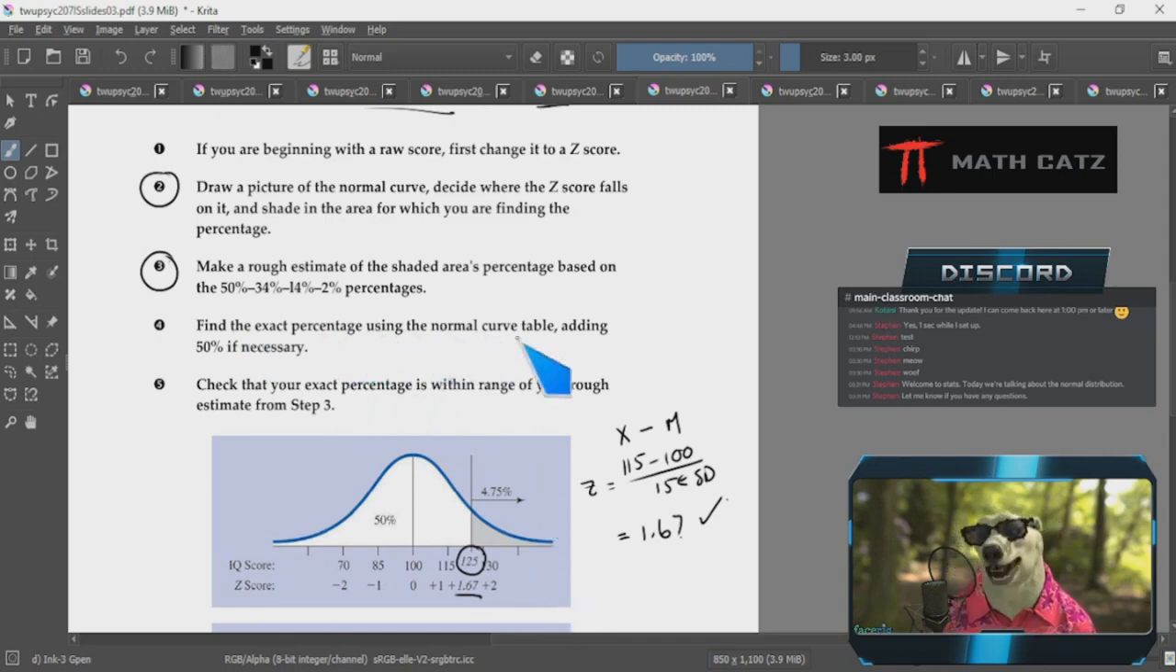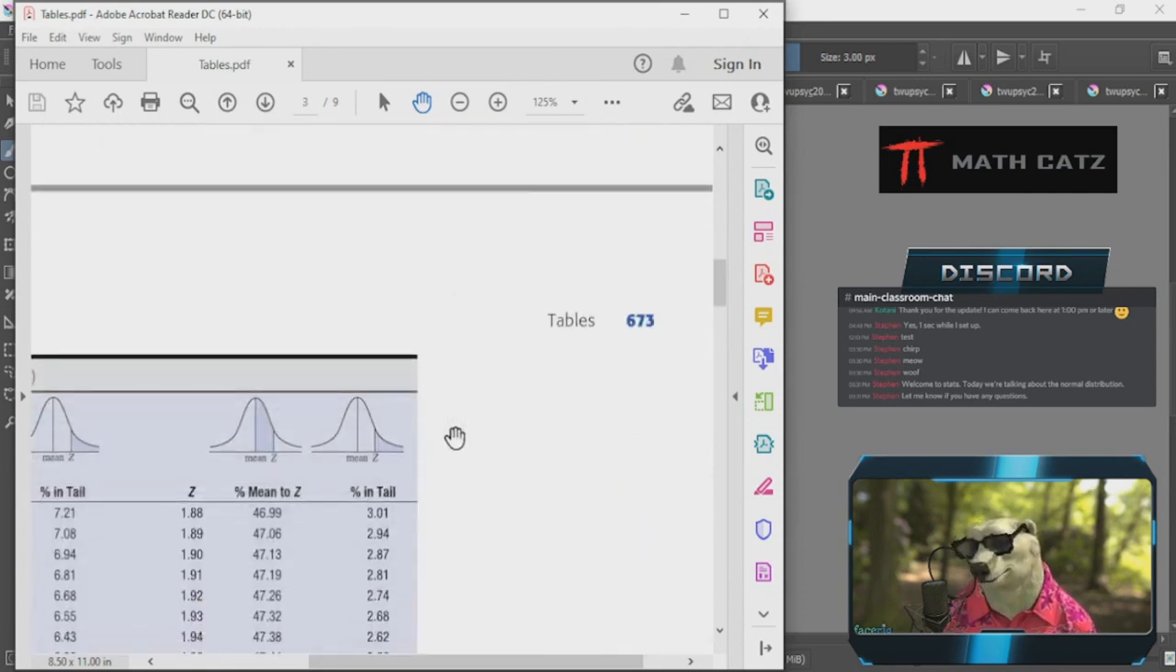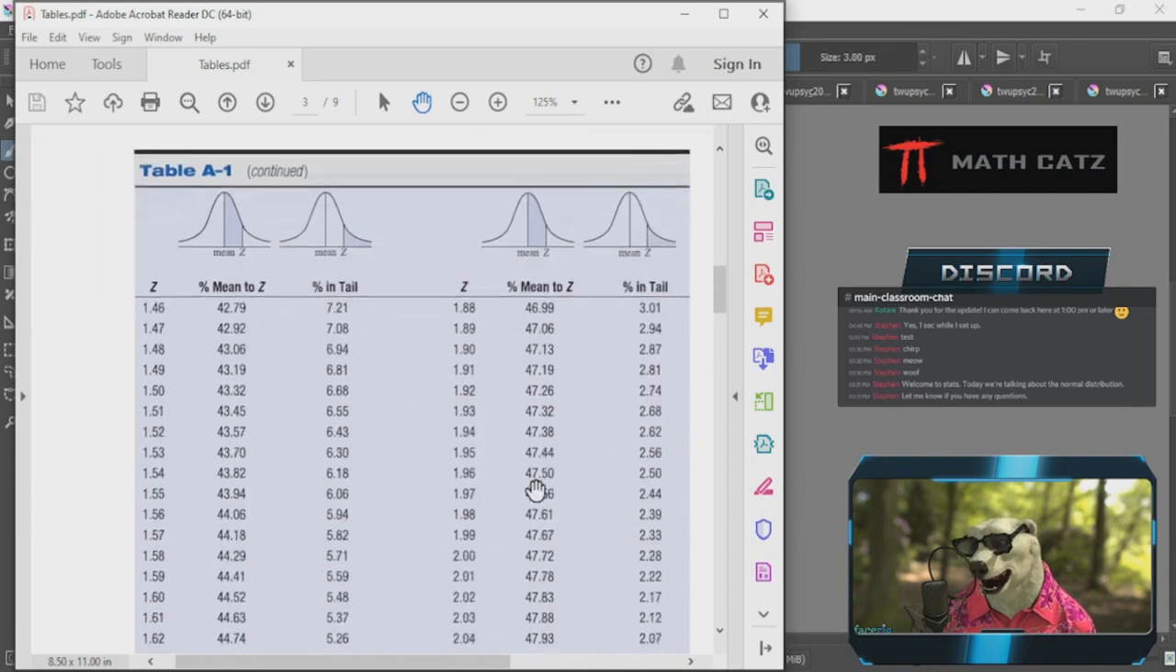I want to find the exact percentage using my table for the normal curve, the normal distribution. So I have a z-score of 1.67. Let's see where that is in the table. This one goes to 1.45, so I want to go to the next page.